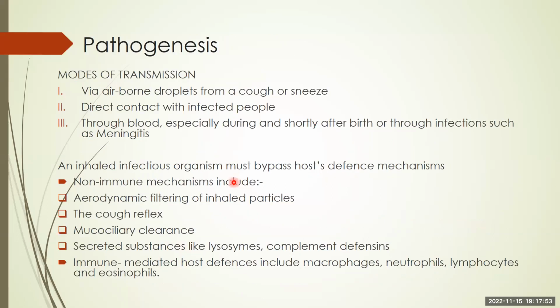So now we are going to the pathogenesis of pneumonia. First, we need to understand the modes of transmission. It can be transmitted via airborne droplets from a cough or sneeze, direct contact with infected people, or through hematogenous spread, especially during and shortly after birth, or through infections such as meningitis. Once an inhaled infectious organism gets into the respiratory system, it must bypass the host defense mechanism before causing any inflammation of the lung parenchyma.